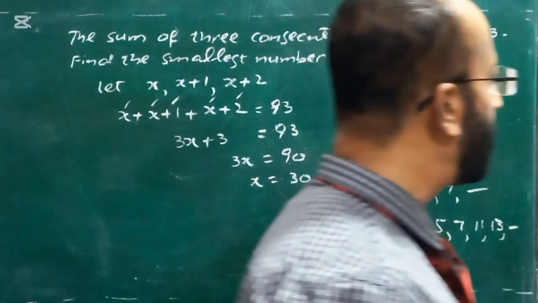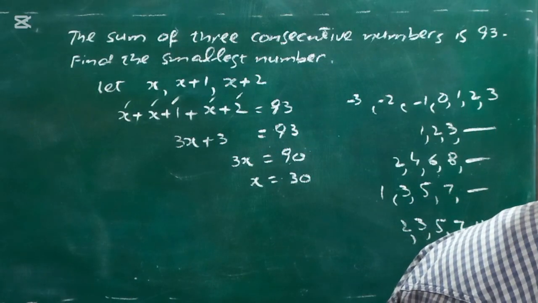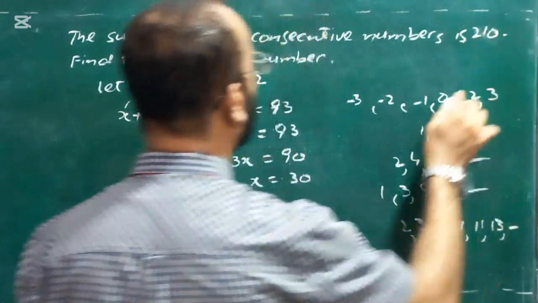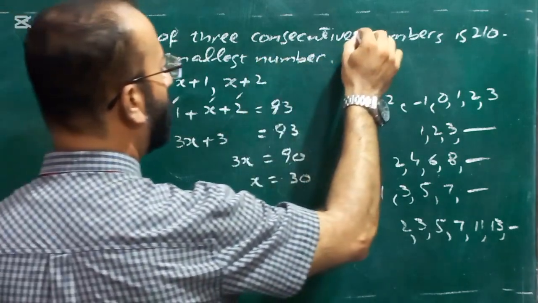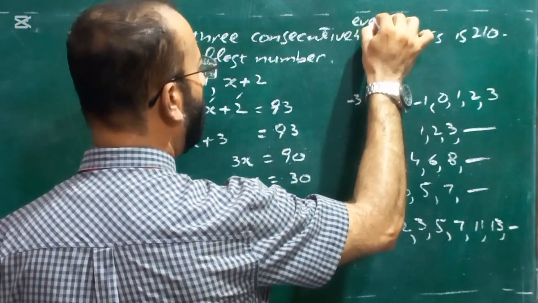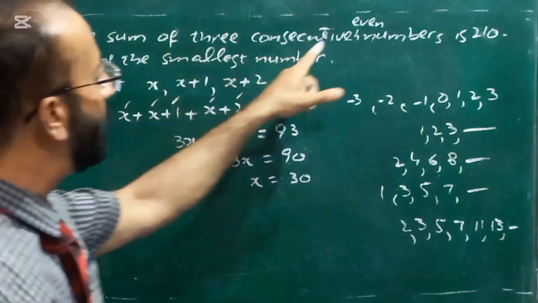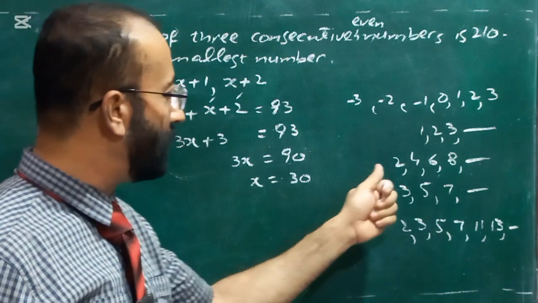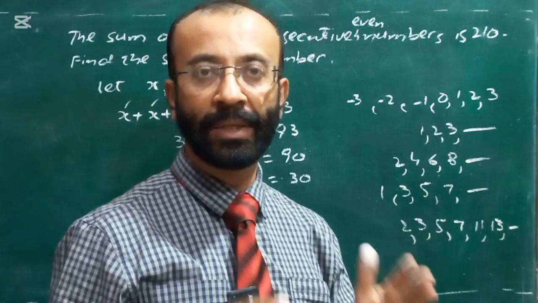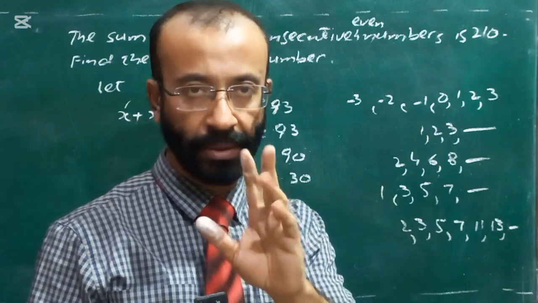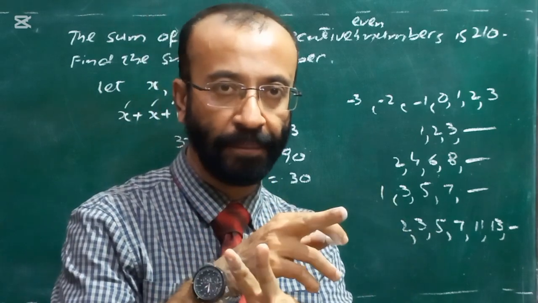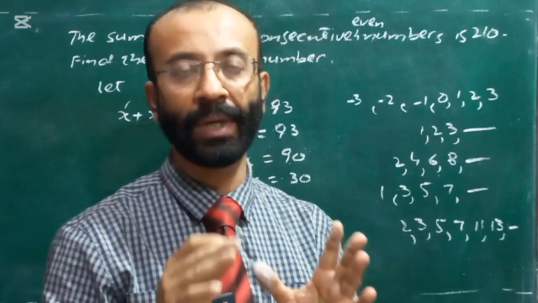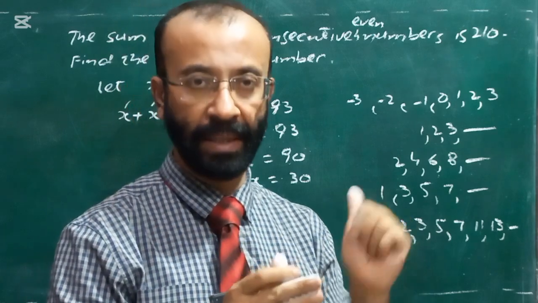Likewise, if it is given that the sum of the three consecutive even numbers is 210, consecutive even numbers. So look now, here is now even number. Now the statement is the sum of the three consecutive even numbers is 210. Find the smallest number. So even numbers are these numbers 2, 4, 6, 8 and so on. So even numbers can be obtained by adding 2 in the previous number. For example, 2 is there, plus 2 will make 4, further plus 2 will make 6, further plus 2 will make 8, and so on.